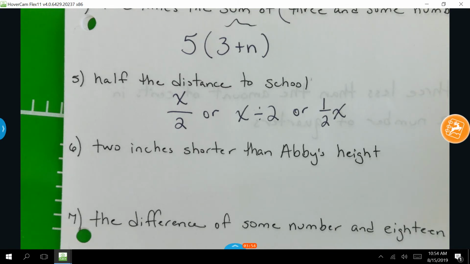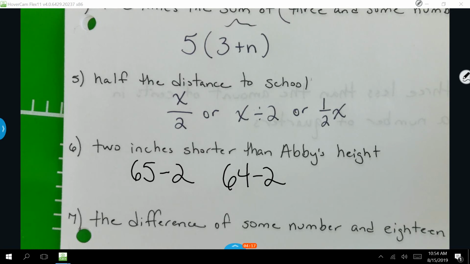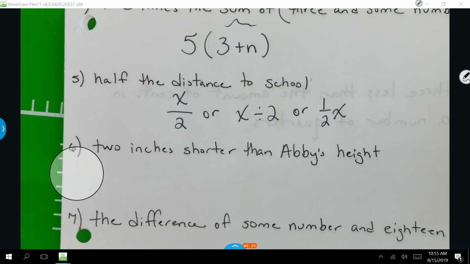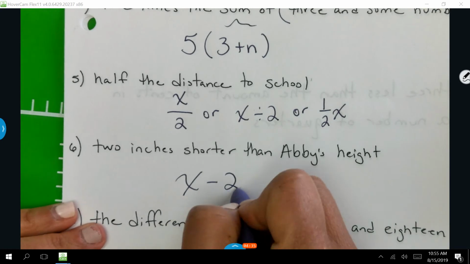5'5", I think. 5'4". Okay, well this works. So 2 inches shorter than Abby's height. Well, one of our Abby's is 5'5", so how many inches is that? 65, and then 2 inches shorter than that. What would we do? 63. Minus 2. Our other Abby is 5'4". So 64 minus 2. Do we know really how tall Abby is? No. So instead of 65, and instead of 64, what are we going to put instead of those numbers? X. And then we subtract 2.